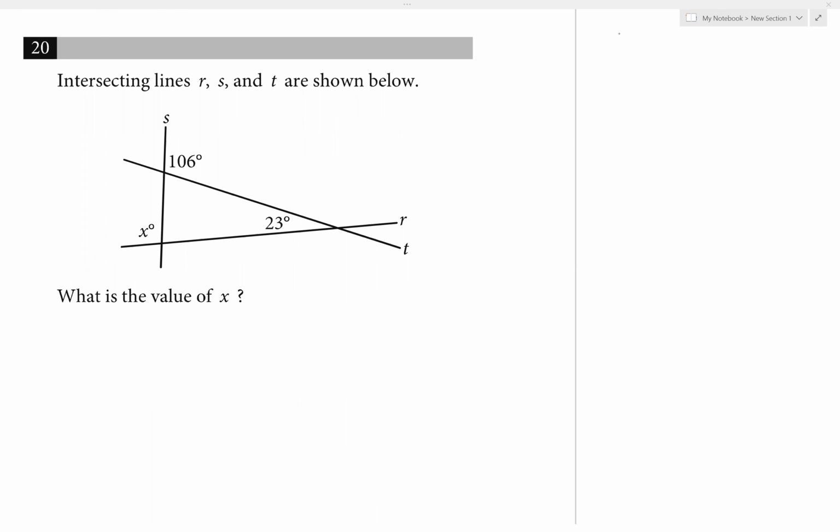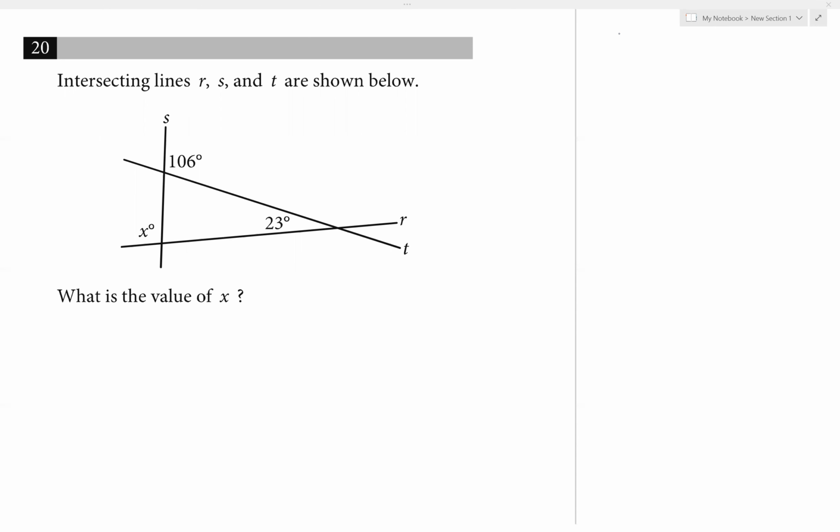Okay, so for a question like this, what we want to do is try to solve for as many angles as possible. We want to fill in the blanks, and eventually it should lead us to angle x. So for right now, we might not see a connection right away.